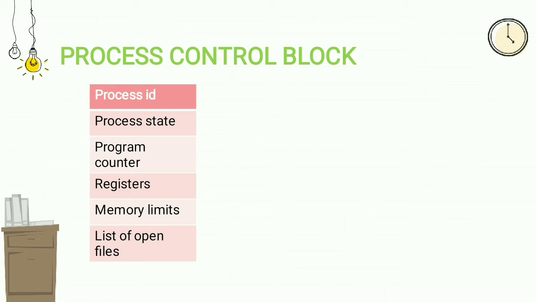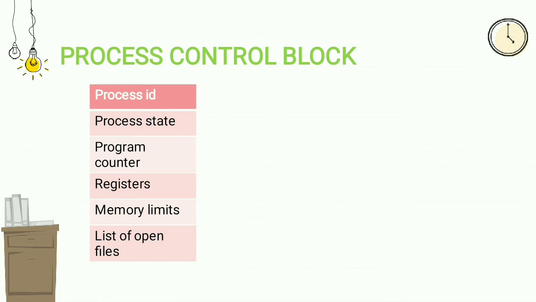You can consider the process control block just like the ID of a student. In the student ID there will be his name, roll number, the branch, and which year he is studying, so you can know the details of the student. Similarly, if you want to know the details of a process, you can refer to the process control block. The first one is the process ID. It denotes the identification number of the process. In a system, each and every process has its own ID number.